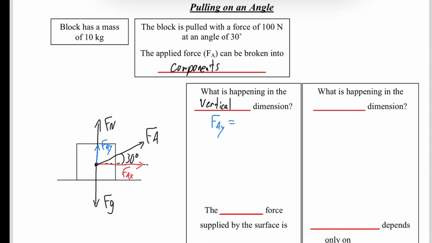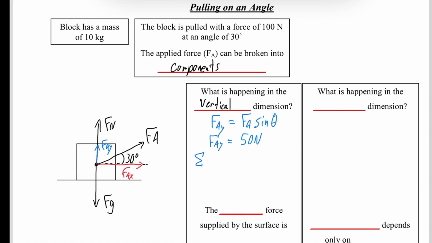And just like with any vector and angle, we are going to solve for this component by doing FA sine theta, because its angle is measured in this way that the y component is the opposite of 30 degrees. So if we plug in our values, 30 degrees, 100 newtons, we will get that it is 50 newtons. From there, we can do our sum of forces equation.